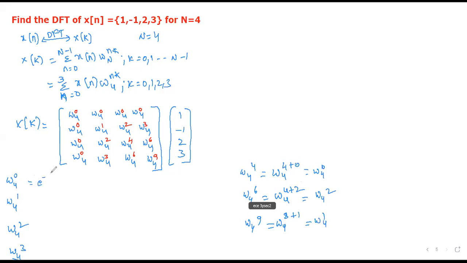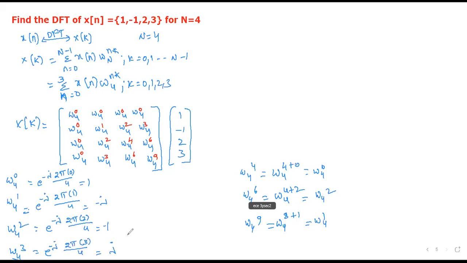Omega 4 power 0 is equal to e to the power of minus j 2 pi into 0 divided by 4, which is equal to 1. E to the power of minus j 2 pi into 1 divided by 4 is equal to minus j. E to the power of minus j 2 pi into 2 divided by 4 is equal to minus 1. E to the power of minus j 2 pi into 3 divided by 4 is equal to j.